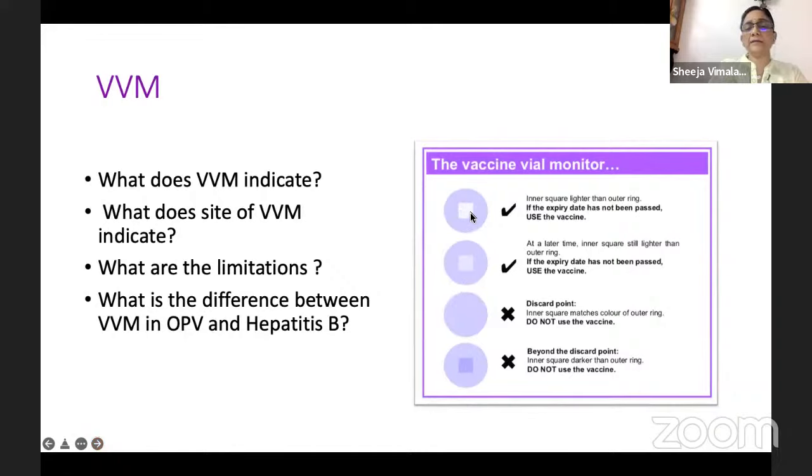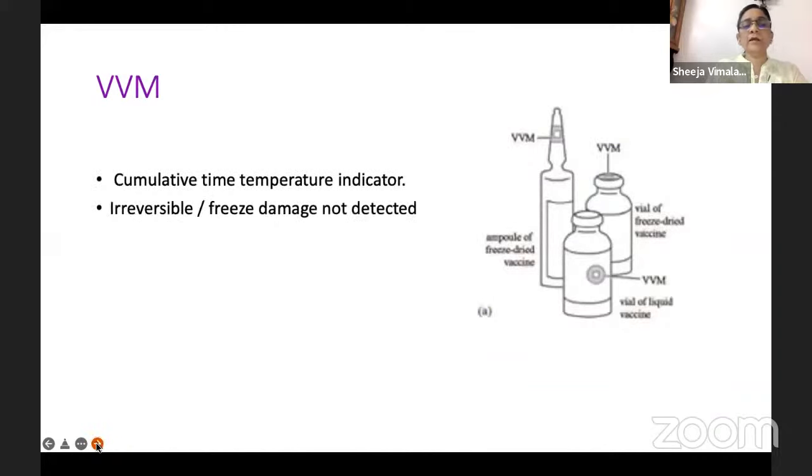If the inner square is lighter than the outer square or completely white, it can be used. If it is the same color or deeper, it should not be used. That you all know. Now, you should know that VVM does not indicate the potency of the vaccine, but it indicates the cumulative time and temperature exposure. Remember, it is an irreversible change in color. Keeping it back in the fridge is not going to bring down the color. It is irreversible. The color remains there.